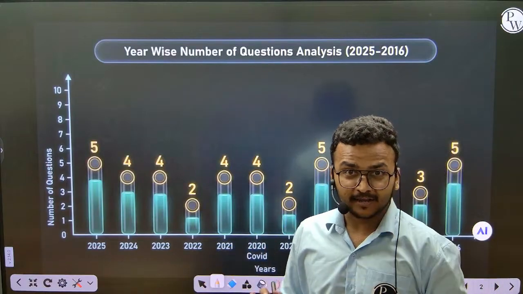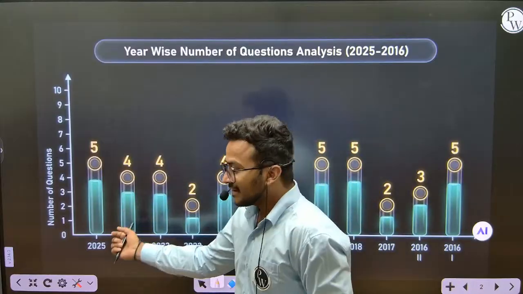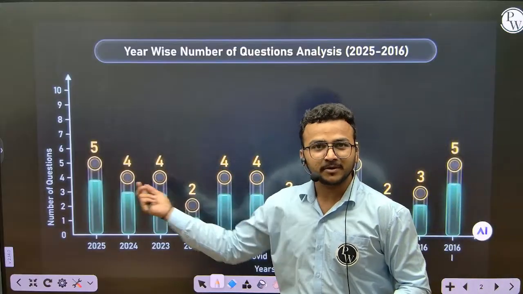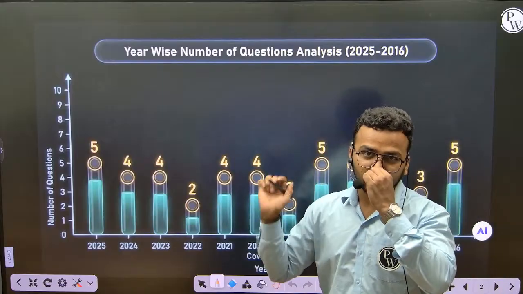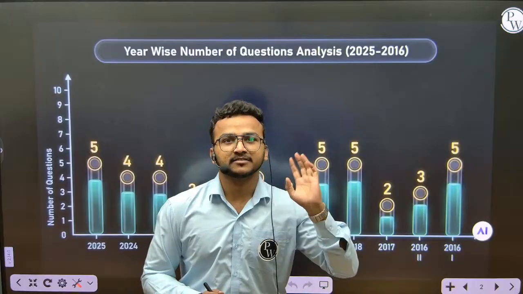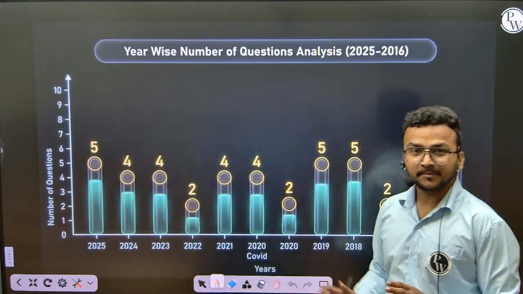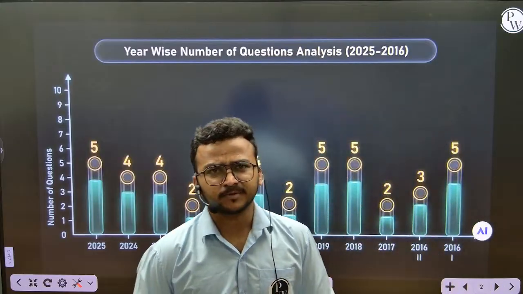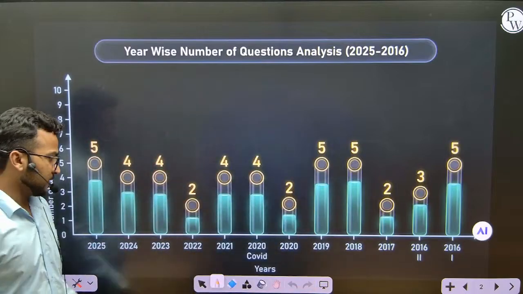From this chapter, how many questions have been asked? You can see here the last 10-year analysis. A minimum of 2 questions, and a maximum of 4 to 5 questions, have been asked from this particular chapter, which carries a weightage of a minimum of 20 marks. It is an important chapter, even though it seems to be a basic chapter, that is, the cell chapter. It has a lot of weightage and importance.